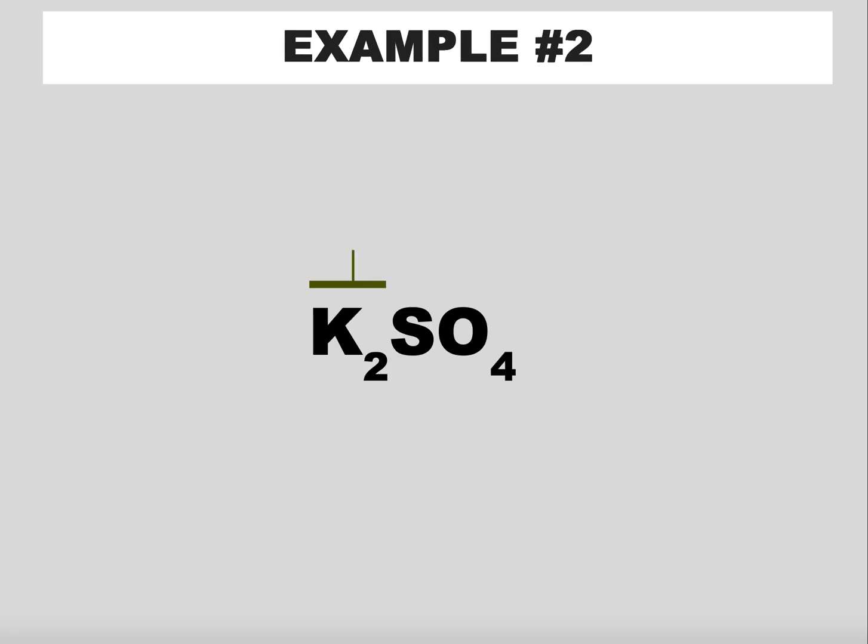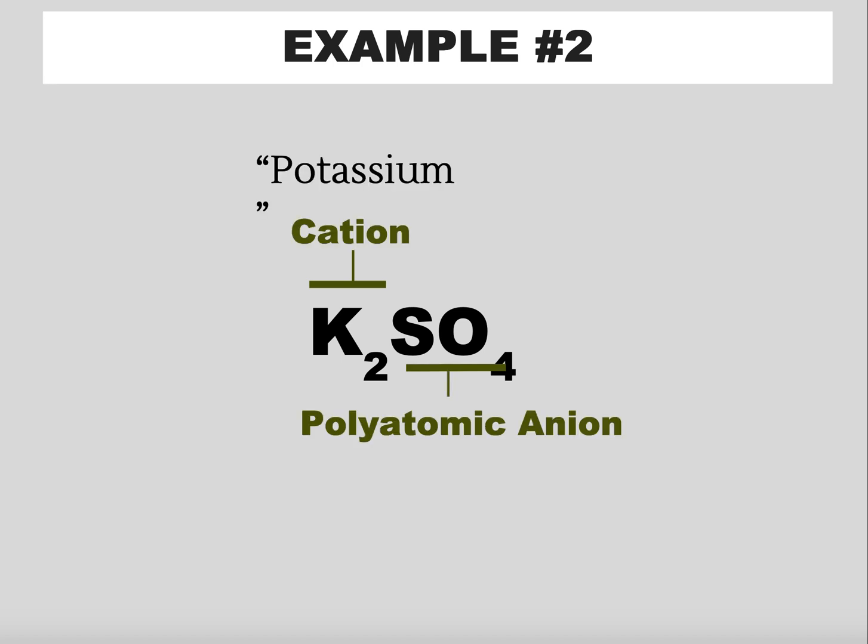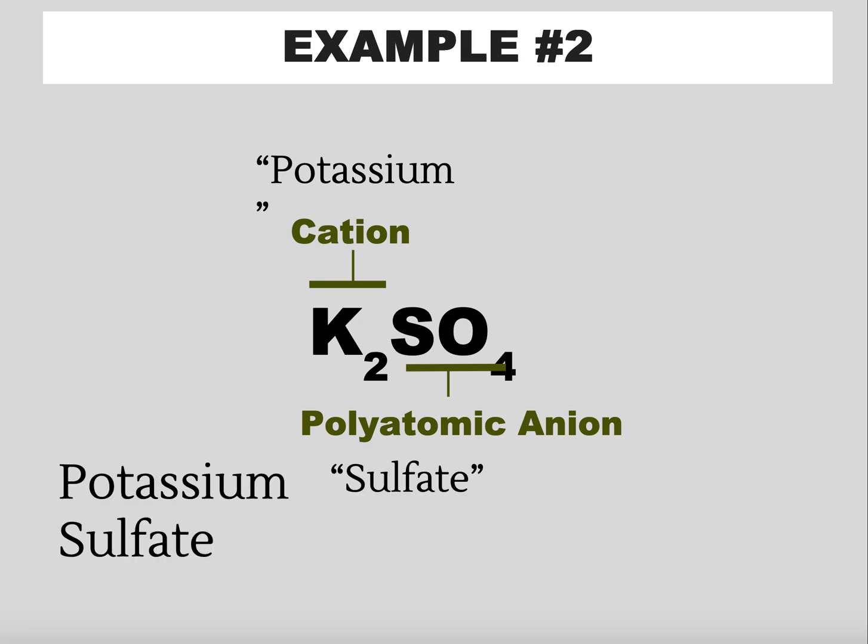Let's look at this. What's K? You look on your pink sheet. You find K. It's potassium. SO4. It's a polyatomic. I know it's a polyatomic because it has two capital letters. Remember how elements start with a capital letter? This is where it's coming in handy. So then I just look on the pink sheet and where's SO4? Sulfate. So what's the name? Potassium sulfate.